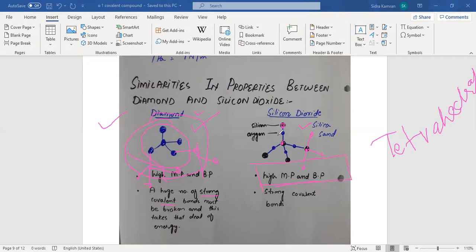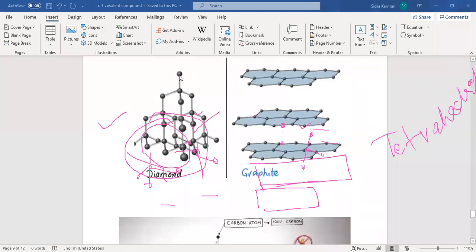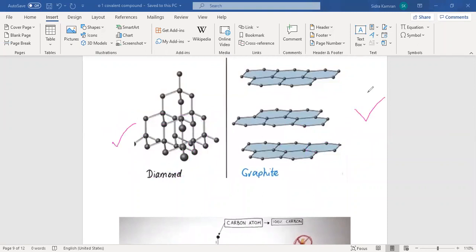Both have high melting and boiling points. Another name of silicon dioxide is silica or sand. Since all the bonds are covalent, silicon dioxide has a high melting and boiling point. Here you can see the structure of diamond and graphite. Graphite has hexagonal layers of carbon, and the spaces between them have free moving electrons. These layers are attached to each other by weak intermolecular forces.